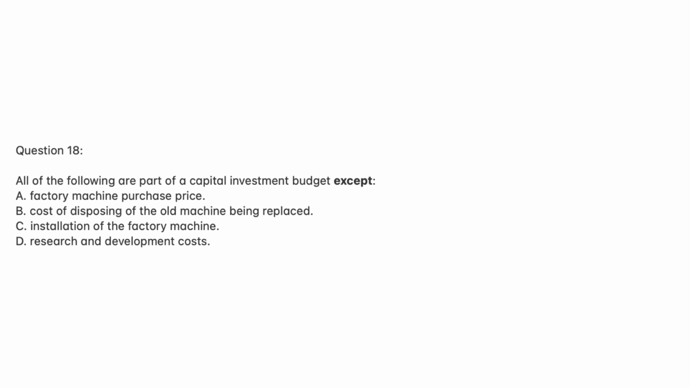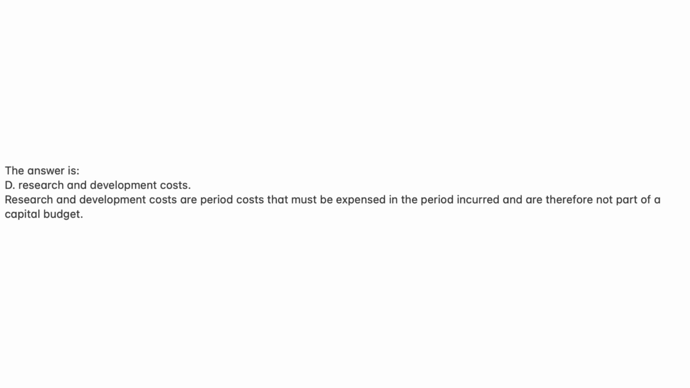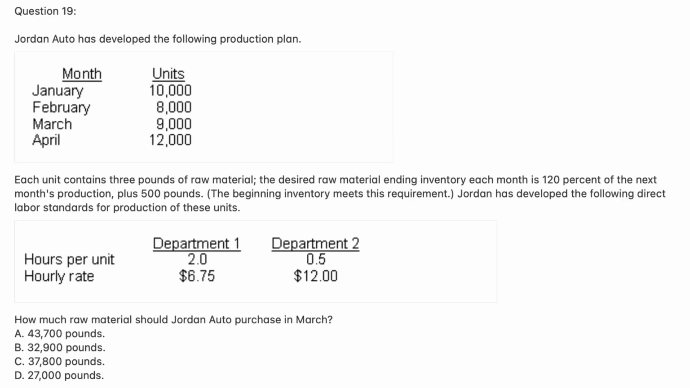B. Cost of disposing of the old machine being replaced. C. Installation of the factory machine. D. Research and development costs. The answer is D. Research and development costs. Research and development costs are period costs that must be expensed in the period incurred and are therefore not part of a capital budget. Question 19.